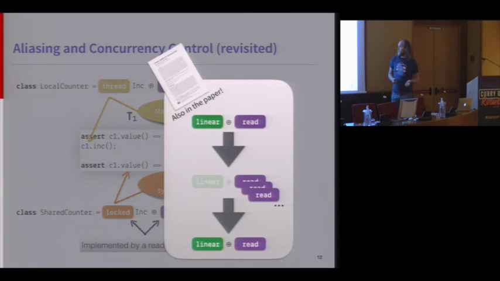Also in the paper we talk about how you can go from having a linear plus read and then temporarily forgetting the linear part, the mutable part, and then creating an unbounded number of aliases and operating on them possibly in parallel, and then get the original capability back. This is similar to what you could do with fractional permissions, for example.